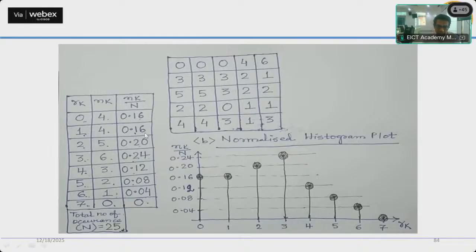And when you add up, what will be the value? It will add up to one. So there is always a cross check that you can use to verify whether you are getting the correct normalized value or not. This option is not available in the unnormalized histogram. So this is the normalized histogram.